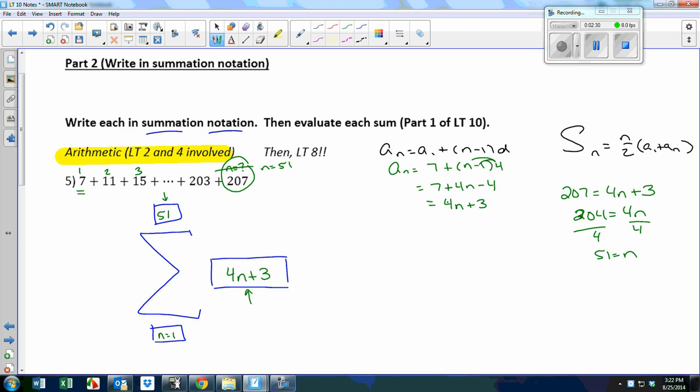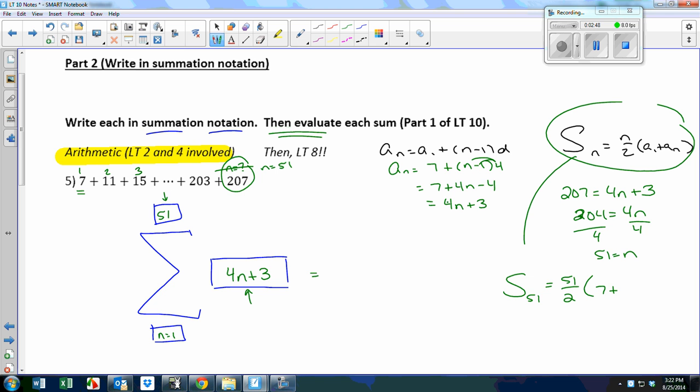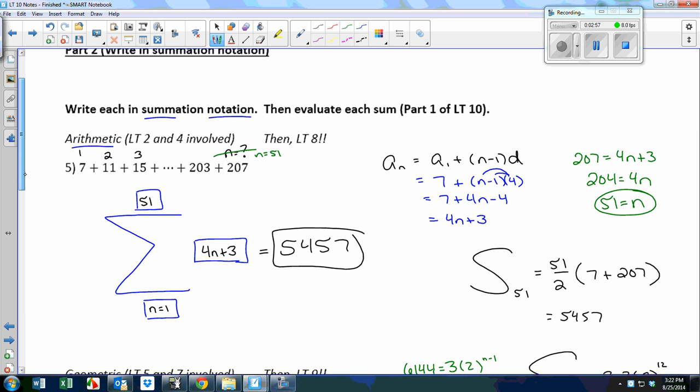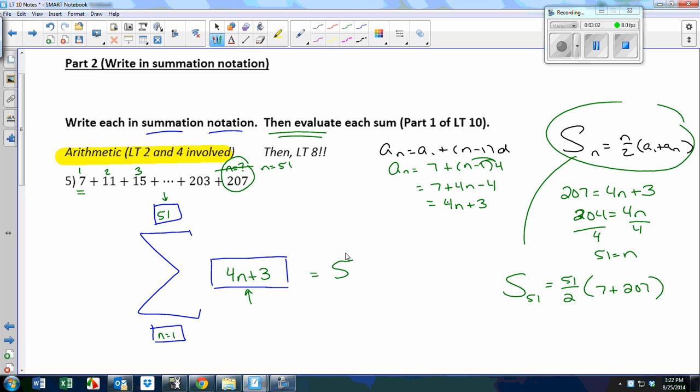Step 1, wrote that series in sigma notation. The last part says evaluate each sum. So in evaluating this sum, I'm going to use the sum formula. The sum of these 51 terms is equal to 51 divided by 2 times first term 7 plus last term 207. And that's your Learning Target 8. And the answer, which I'm not typing in the calculator because I've got the answers over here, is 5,457. So 5,457 if you type that in the calculator.